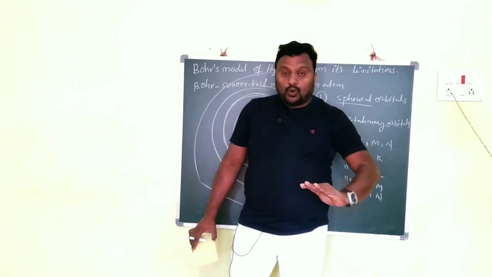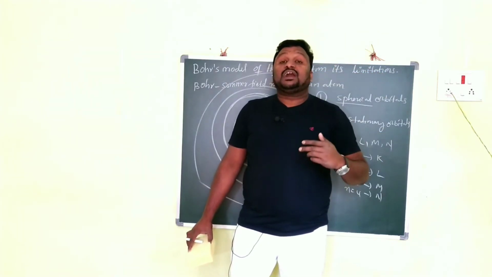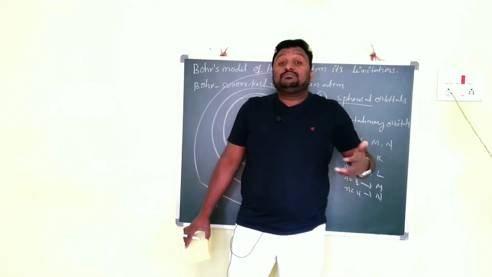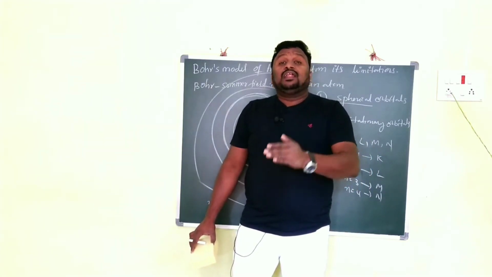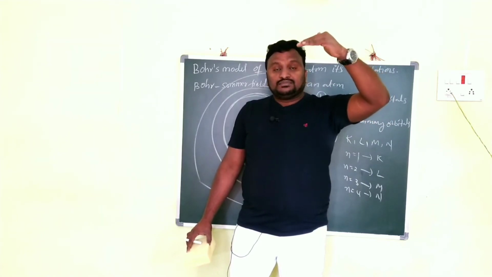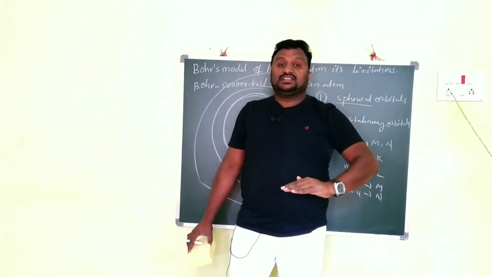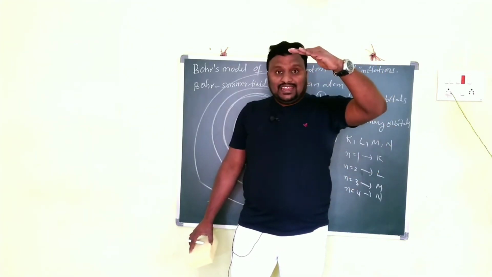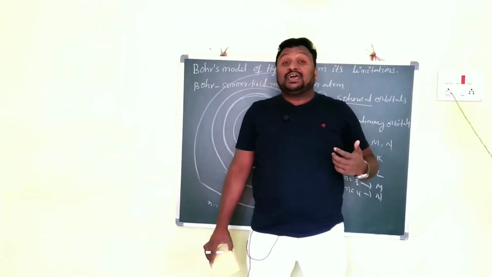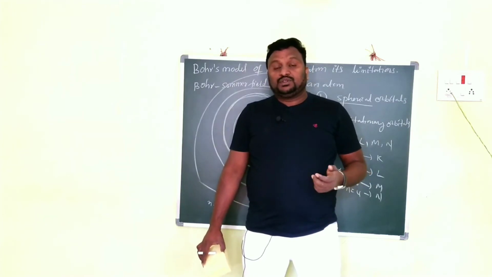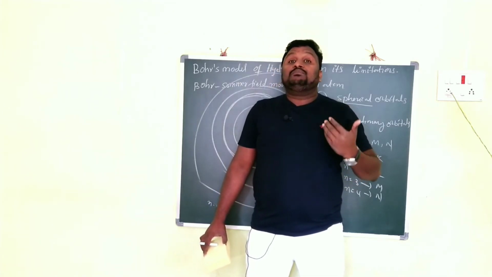Clear children? Once the electron is in the excited level, it becomes unstable because it has some additional energy. To become neutral again, the electron comes down, jumping from the higher energy level to the lower energy level. Clear? While it comes from the higher to the lower energy level, during that process a certain amount of energy is emitted. That is what we call emission.